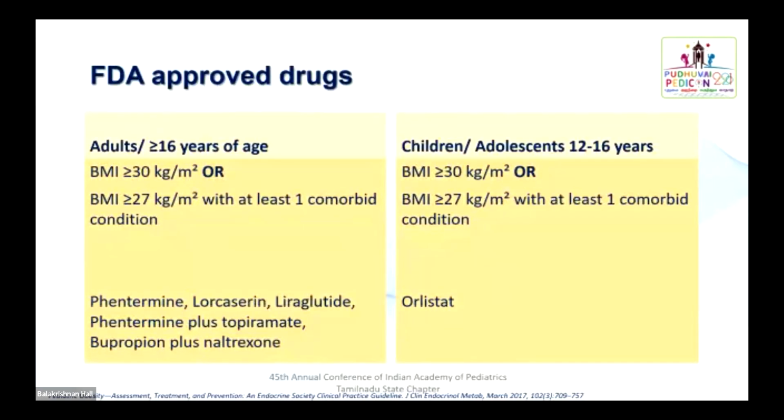So there are drugs which are approved by the FDA. They're basically approved for adults and can be applied for children more than 16 years of age. The only drug which is approved for children between 12 to 16 years of age is Orlistat. The indication for use is BMI more than 30 or a BMI more than 27 with at least one comorbid condition like hypertension or diabetes.